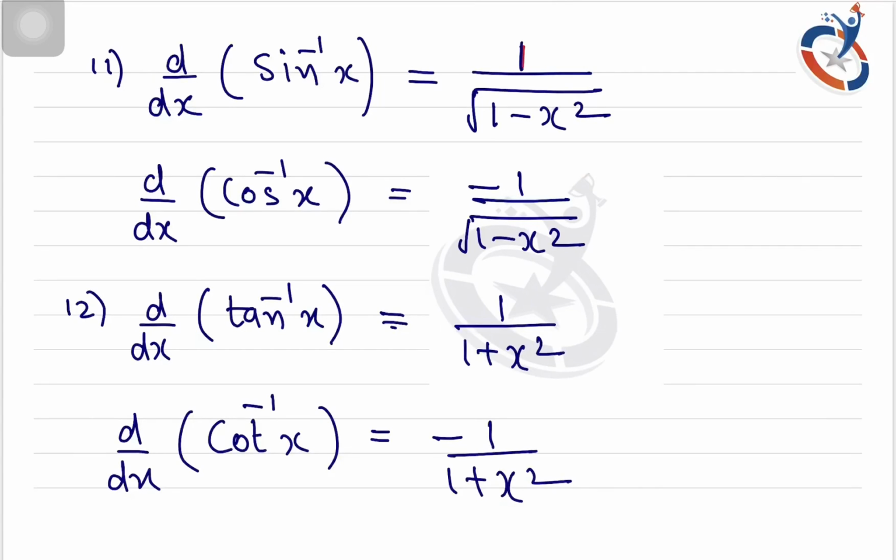So check again. Sin inverse x, the derivative is 1 upon root of 1 minus x square. Cos inverse x, the derivative is minus 1 upon root of 1 minus x square. Tan inverse x, the derivative is 1 upon 1 plus x square. And cot inverse x, the derivative is minus 1 upon 1 plus x square.